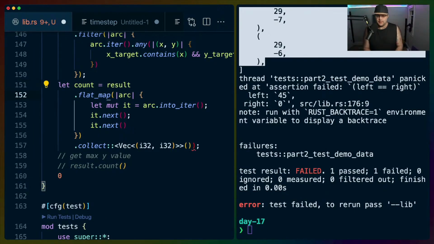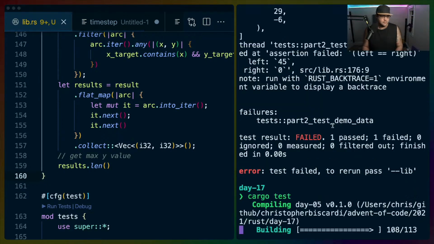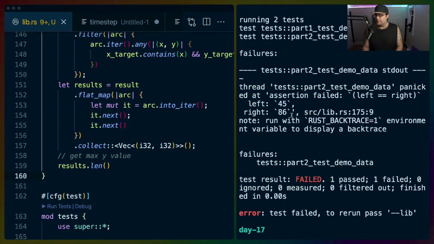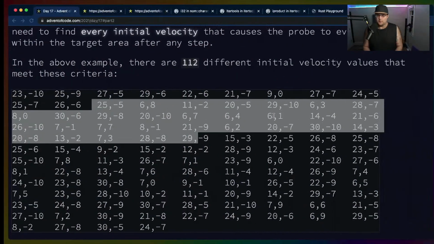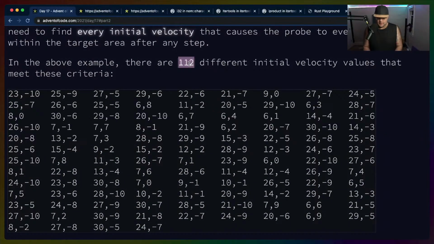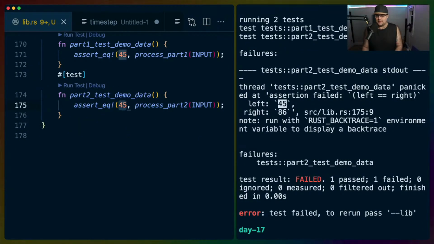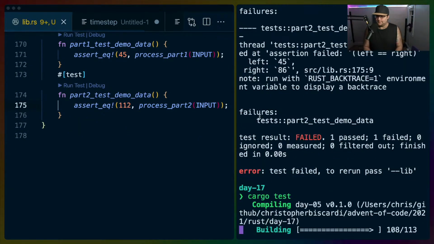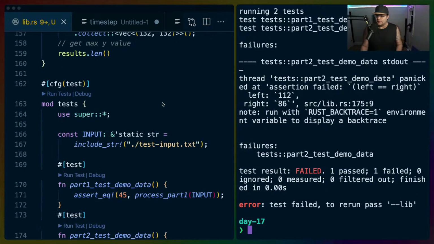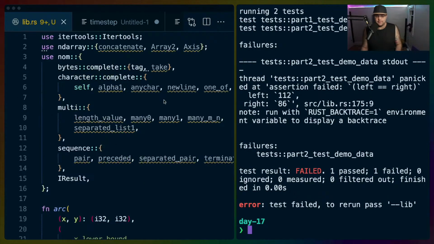Let count equals this because actually that's just going to be collect, right? Results. That's going to be results dot length. Sort it with the Rust playground. I could. Let me fix this value here, 112, so that when the test actually does pass, we get what we need. So we're missing about 40 values.